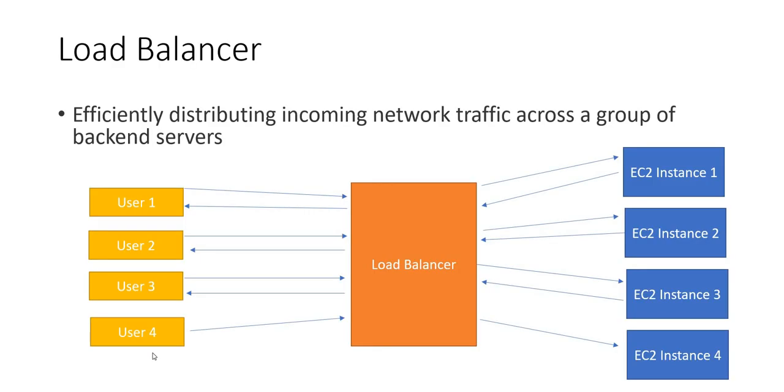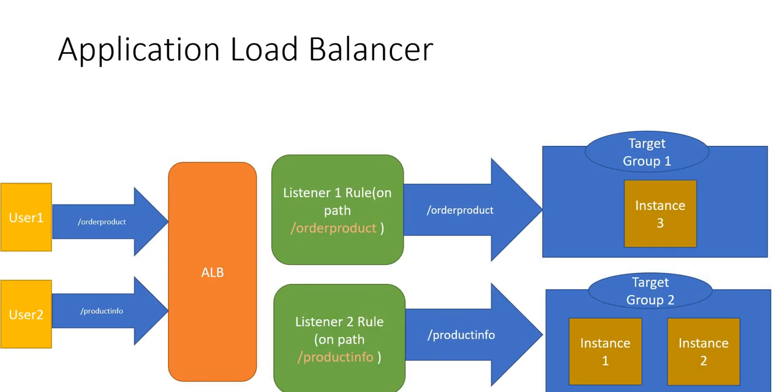Last time we saw how a user talks to multiple instances through a load balancer, and the load balancer helps you distribute the load coming from the users to all the instances we are going to configure in AWS. In the previous session we also discussed the application load balancer, which is a type of load balancer in AWS.